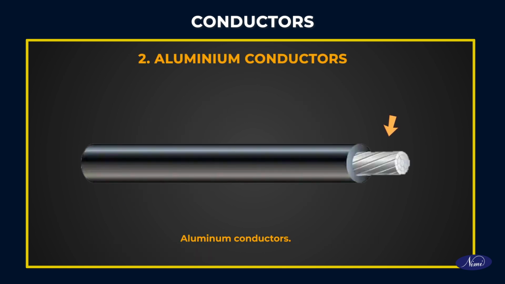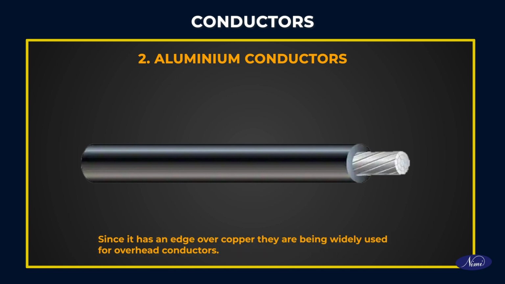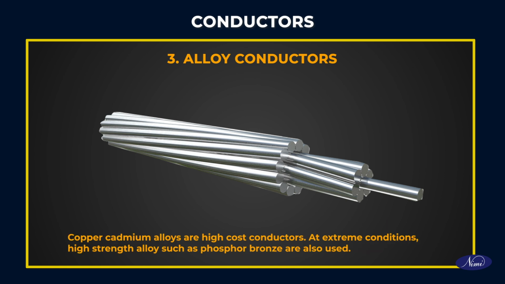Aluminium conductors. Aluminium conductor has about 60% of conductivity of copper conductor and has almost half the weight of the copper conductor. Since it has an edge over copper, they are being widely used for overhead conductors. Alloy conductors. There are many other metals and combination of one or more metals called as alloys that conduct electricity. Copper cadmium alloys are high cost conductors. At extreme conditions, high strength alloys such as phosphor bronze are also used.